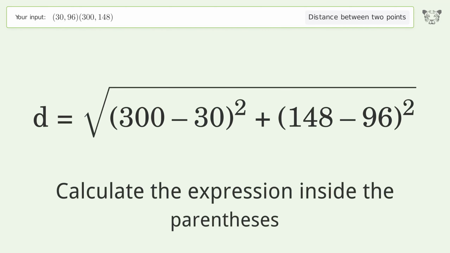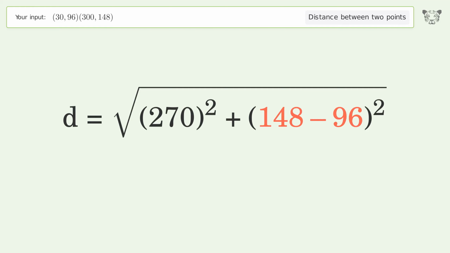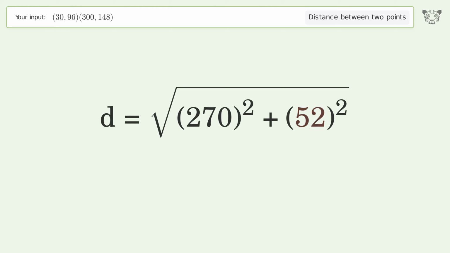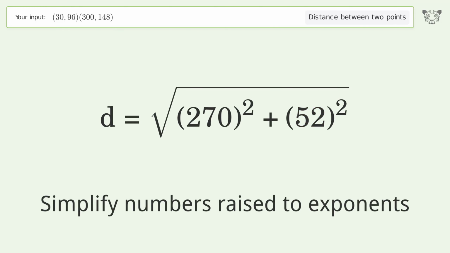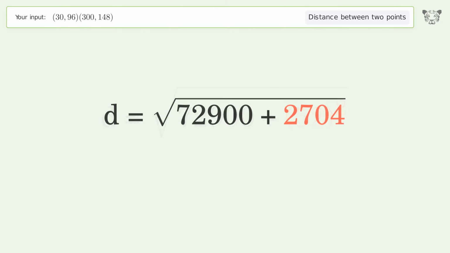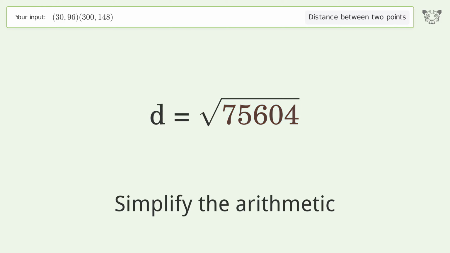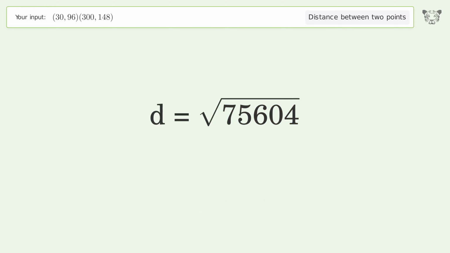Calculate the expression inside the parentheses. Simplify numbers raised to exponents. Simplify the arithmetic. And so the distance between the 2 points is the square root of 75,604, or 274.962.